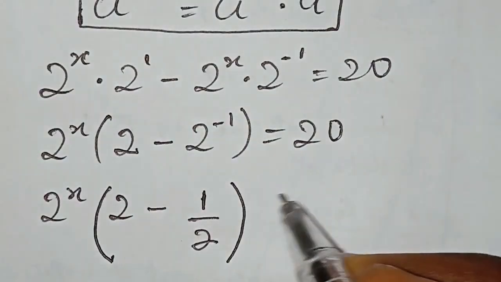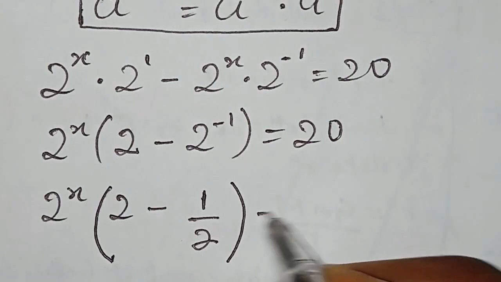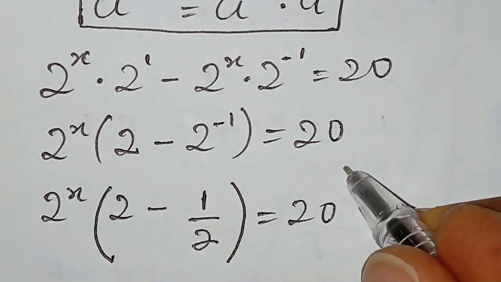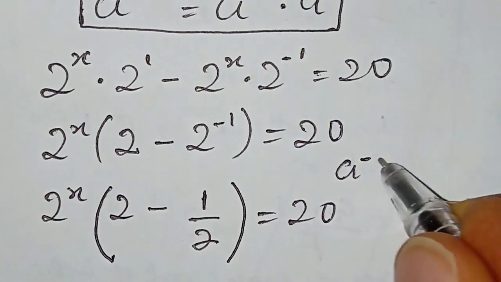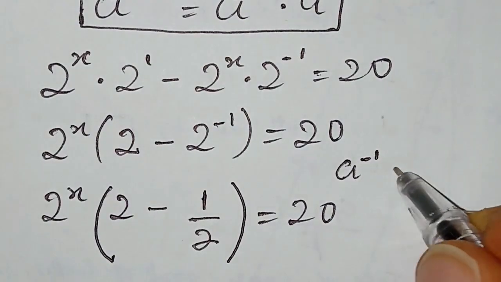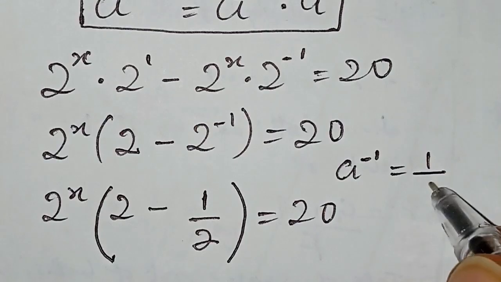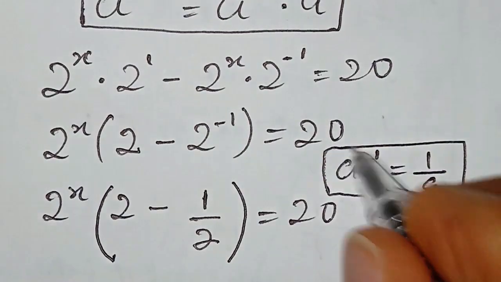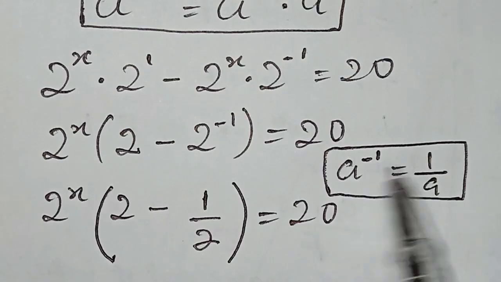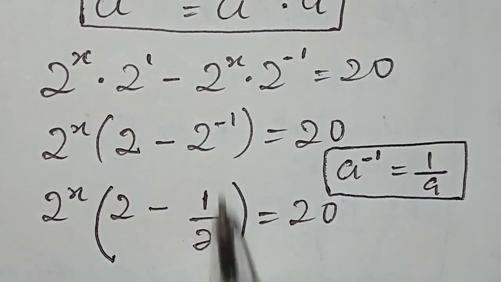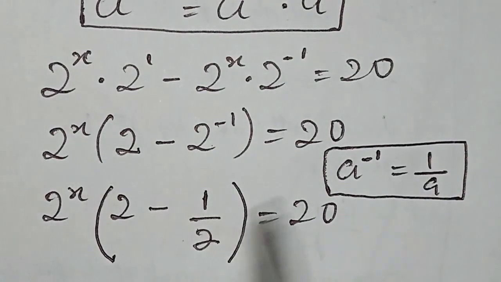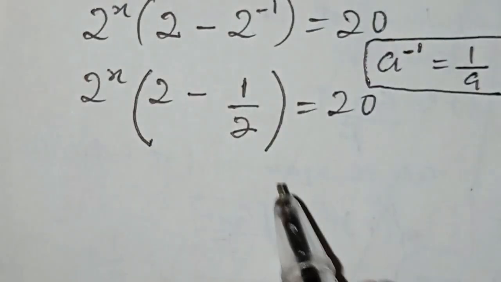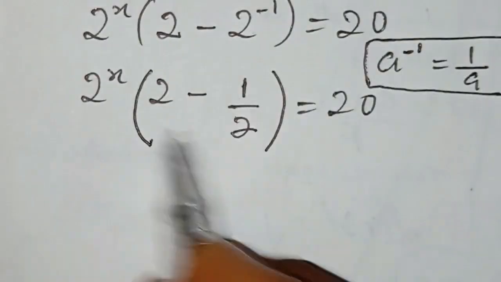So we have equal to 20. That rule of exponent also implies that if you have a base a raised to power minus 1, you can write it as 1 over a. So this rule is applied from here to here. What we need to do next is to simplify what we have in the bracket.